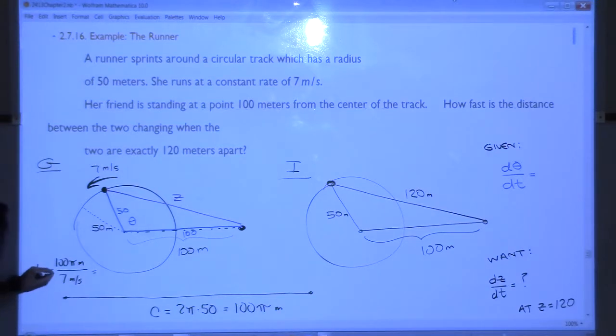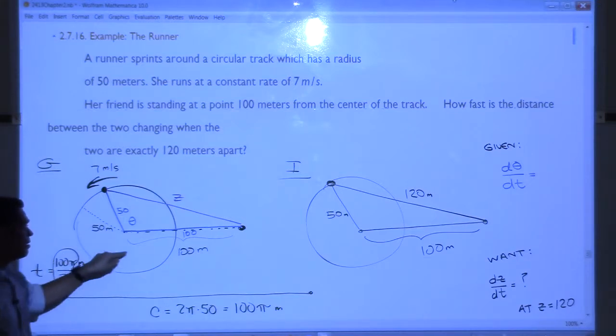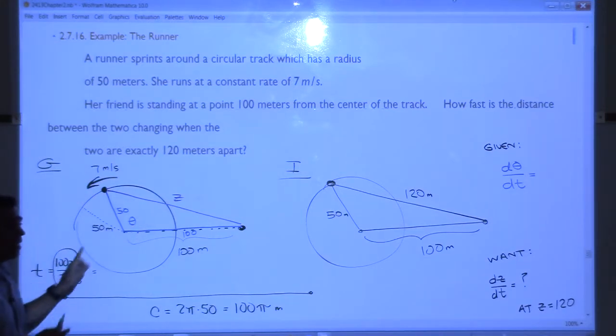What I'm going to do is I'm just going to leave it as 100 pi over 7. I'm not even going to go to a decimal. 100 pi over 7 is how many seconds it takes to run around this track. Do you all agree? Okay. Now, if it takes that many seconds to run around the track one time, then that means it goes through the entire angle 2 pi in that amount of time.